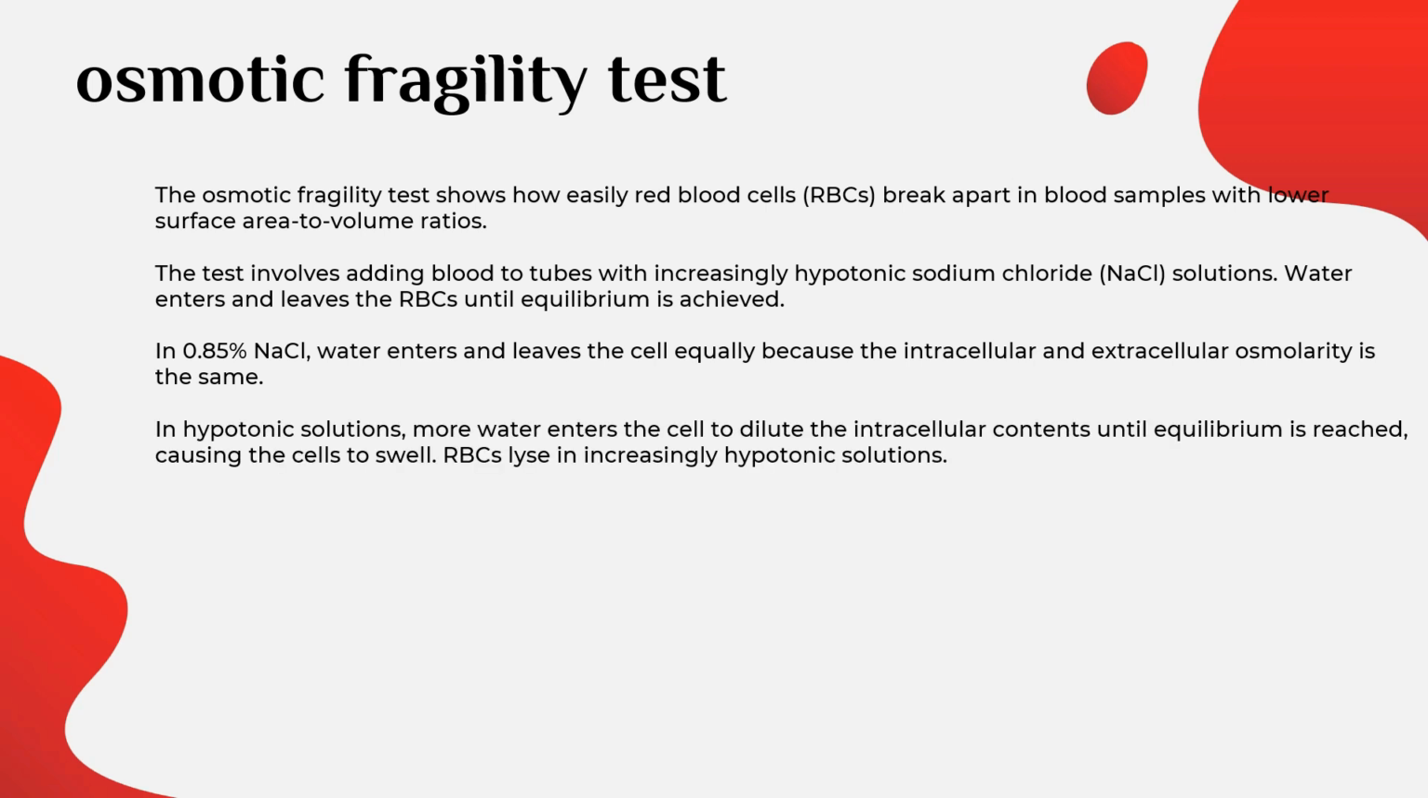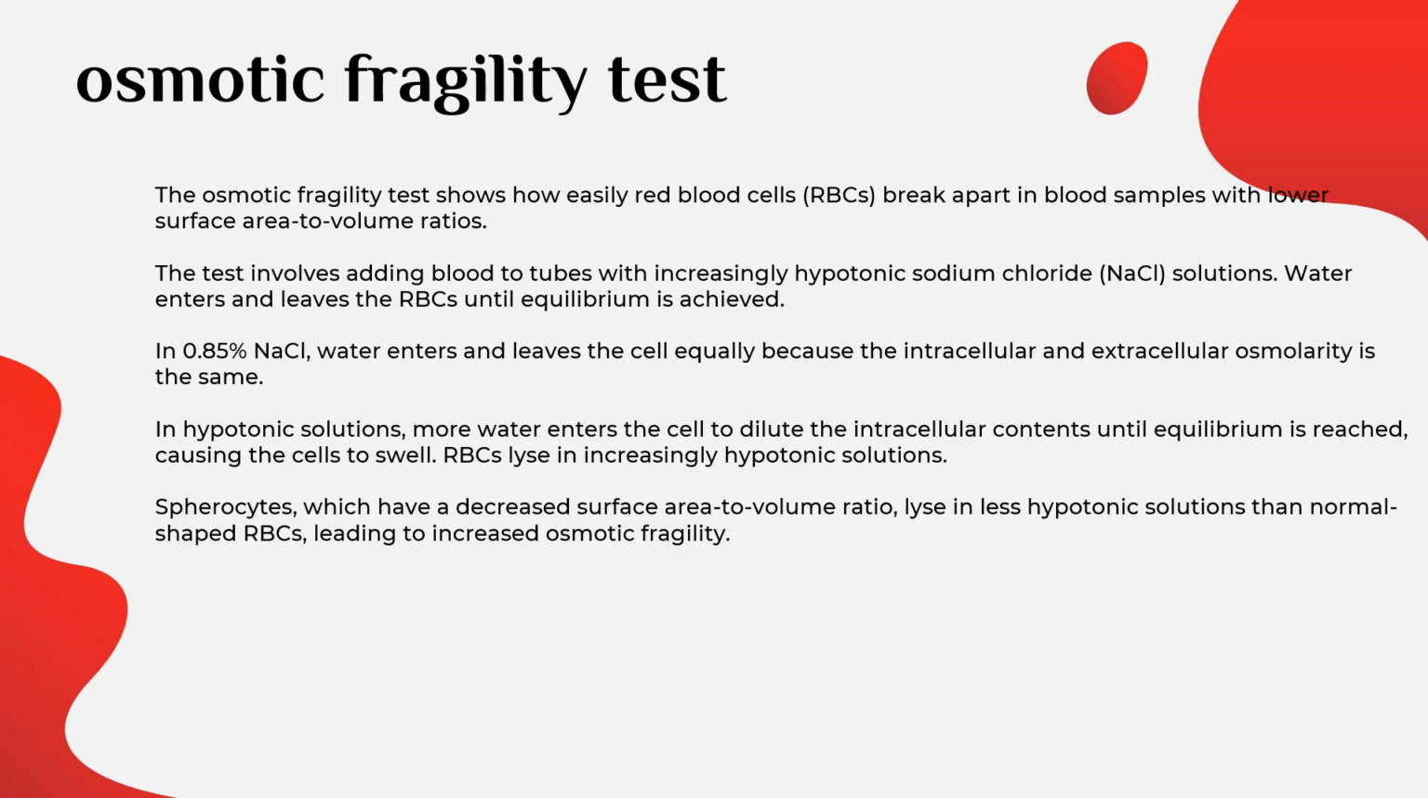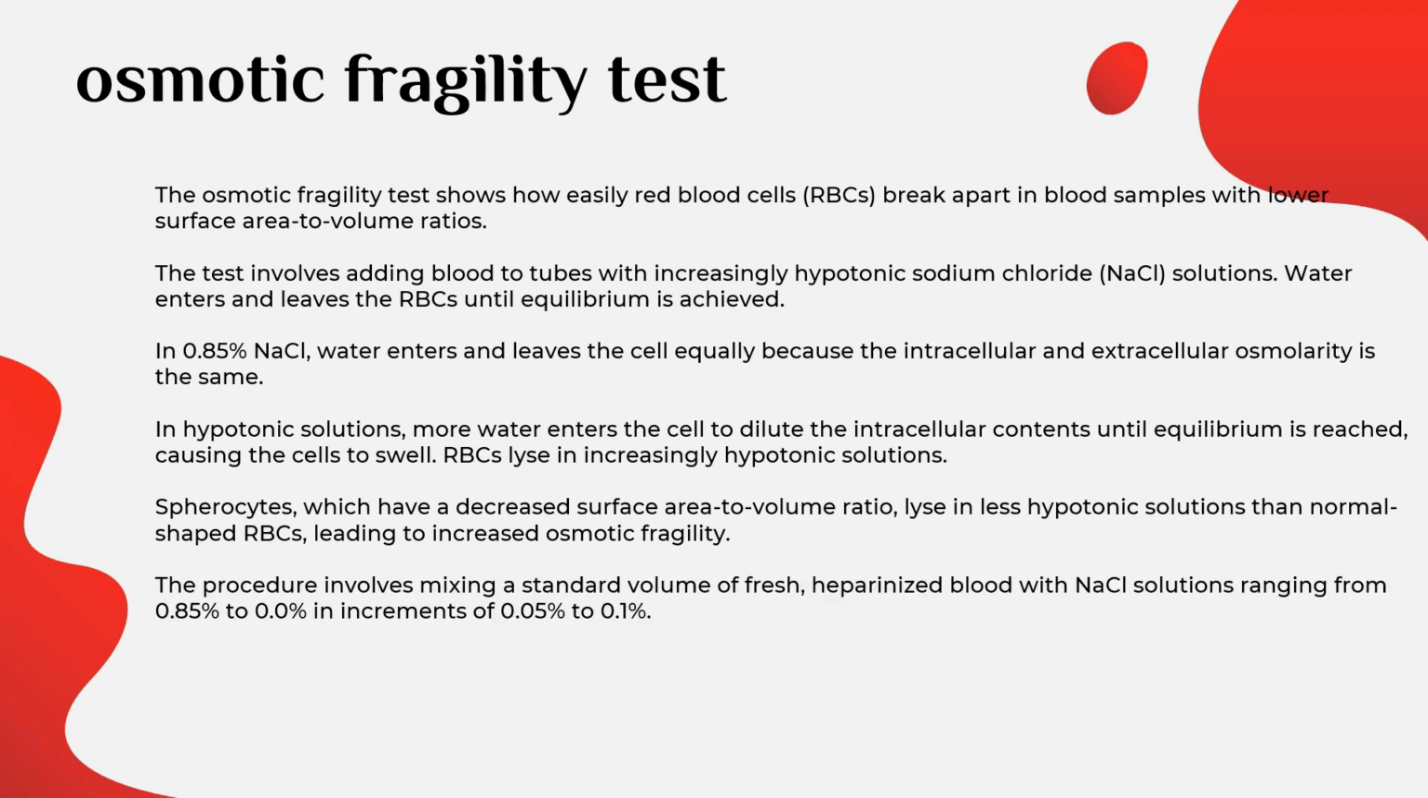In hypotonic solutions, more water enters the cell to dilute the intracellular contents until equilibrium is reached, causing the cells to swell. RBCs lyse in increasingly hypotonic solutions. Spherocytes, which have a decreased surface area to volume ratio, lyse in less hypotonic solutions than normal-shaped RBCs, leading to increased osmotic fragility. The procedure involves mixing a standard volume of fresh, heparinized blood with NaCl solutions ranging from 0.85% to 0.0% in increments of 0.05% to 0.1%.